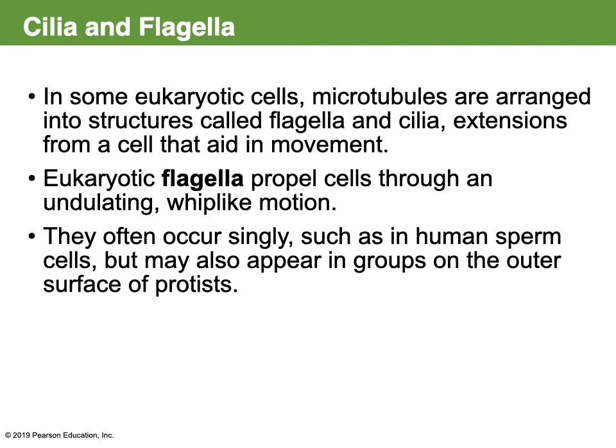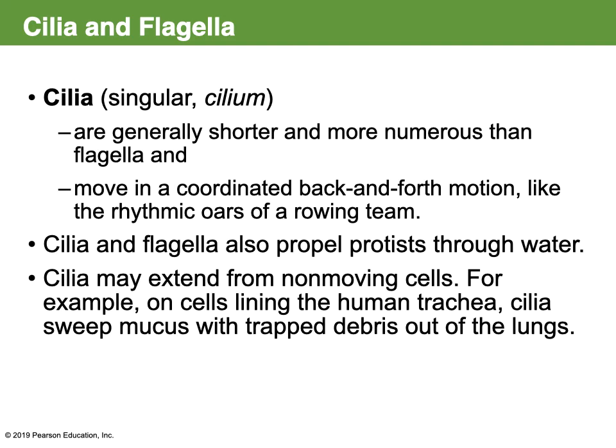You usually see them singly, like in human sperm, but sometimes you can see pairs or groups of them on the outer surface of protists. Now, cilia, that's the plural, singular is cilium, are generally shorter and more numerous than flagella. And these move in a back and forth motion, like a rowing team rowing. Like you see oars rowing a boat, they tend to move in coordinated action.